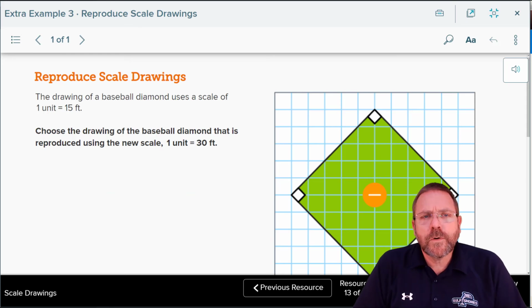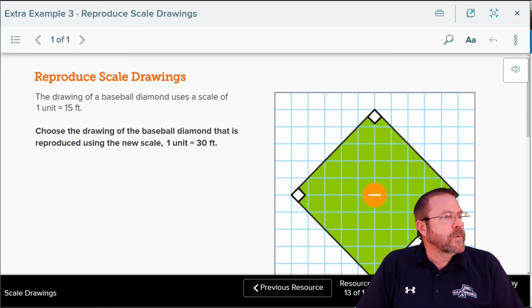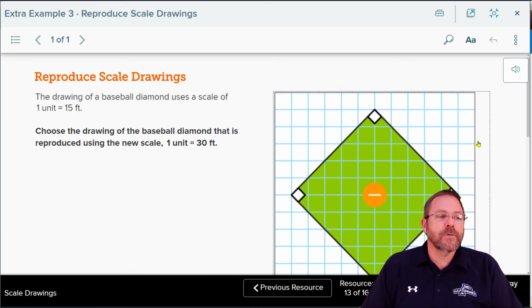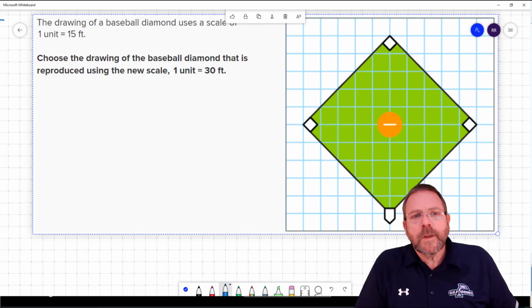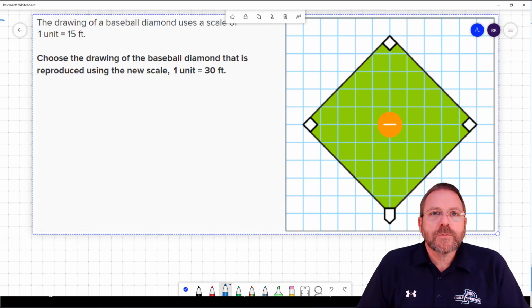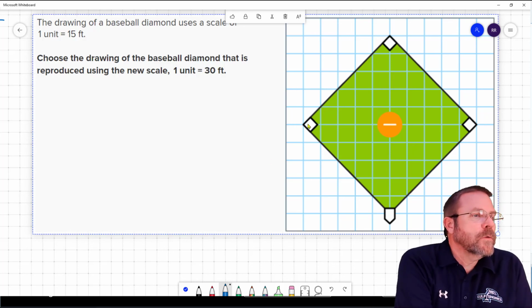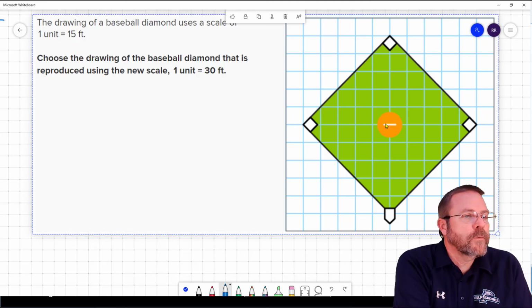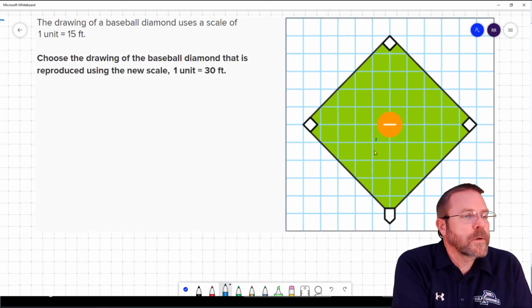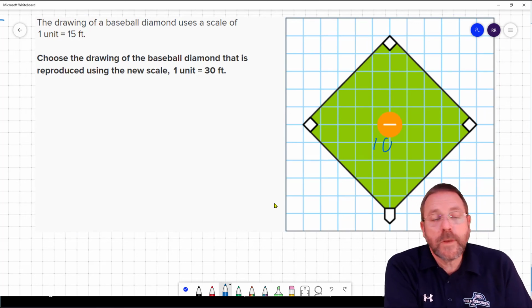And now it's going to be your turn again. We have a drawing of a baseball diamond that uses a scale that says 1 unit is going to be equal to 15 feet. And we want to choose a drawing of the baseball diamond where they reproduce it to where 1 unit is going to be equal to 30 feet. So we're doubling the size of our scale drawing here. The first thing I need to do is find out how wide my actual baseball diamond is. So I'm going to count up my units here. It's 1, 2, 3, 4, 5, 6, 7, 8, 9, 10 units across. It's also 10 units high, by the way.